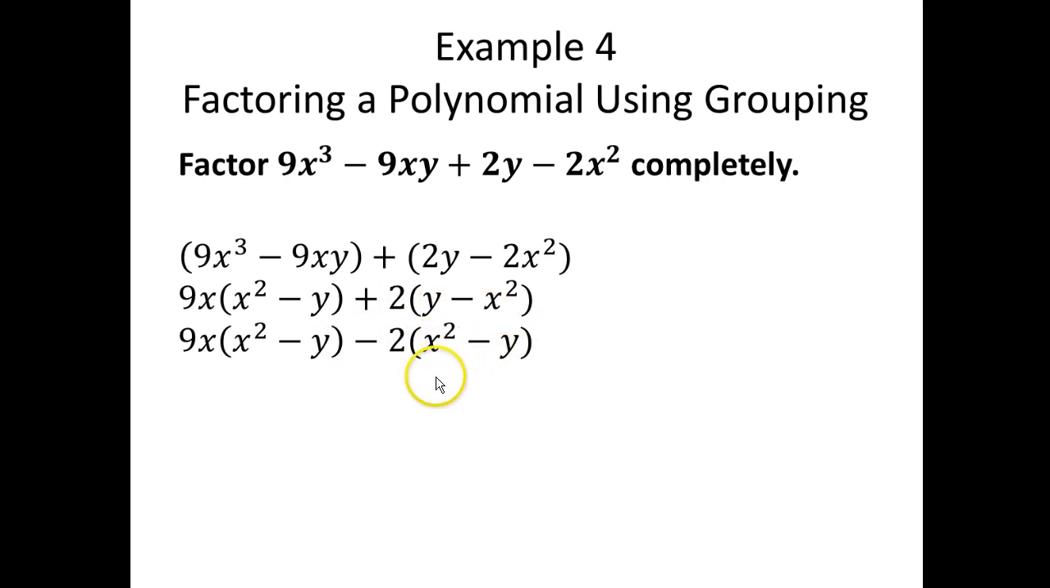Okay, so notice that this term here and this term here both have a common factor of x squared minus y. So I use the distributive property in reverse to factor that out, and I get 9x minus 2 times the quantity x squared minus y. Then I look inside both factors here, and I see if there's any more factoring I can do, and there definitely is not.